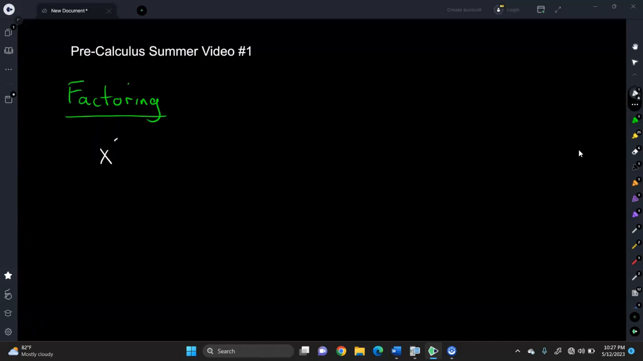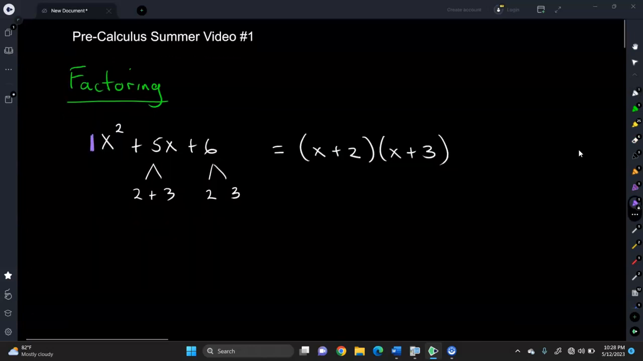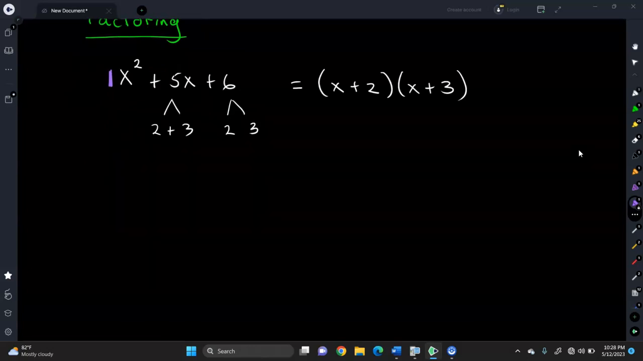If we have a quadratic expression, something like x squared plus 5x plus 6, when we factor this, we're looking for two numbers that multiply to equal 6, so 2 times 3, but add up to 5, 2 plus 3. So this is going to factor as x plus 2, x plus 3. And this type of quadratic expression is nice and simple because there's a 1 in front of the x squared.